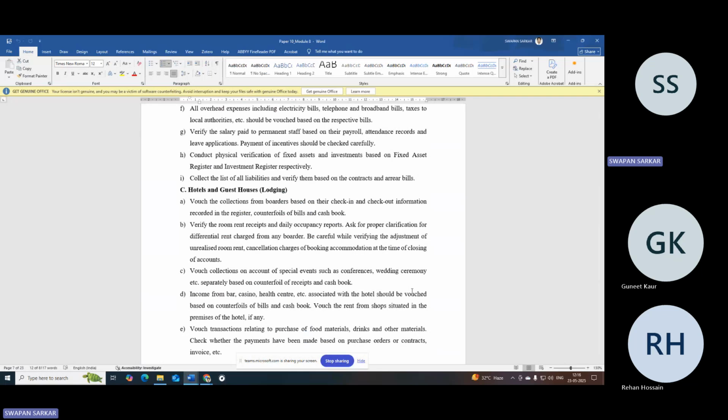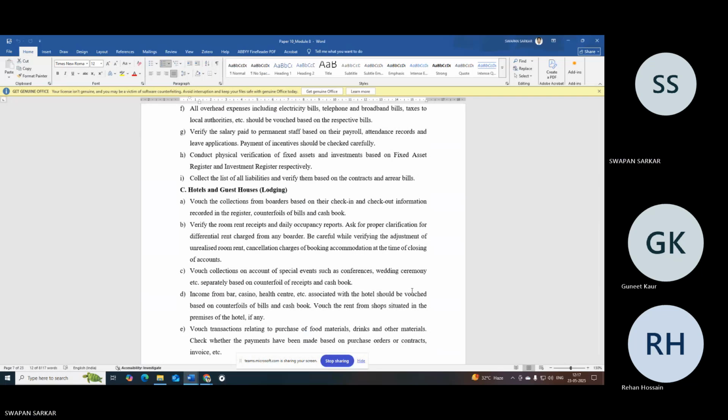Next, vouch collections on account of special events such as conferences, wedding ceremony, etc., specifically based on counterfoil of receipts and cash flow. Then income from bar, casino, health center, etc., associated with hotel should be vouched based on counterfoil of bill and cash flow. Vouch the rent from shops situated in the premises of the hotel. Then vouch transactions relating to purchase of food materials, drinks and other materials.